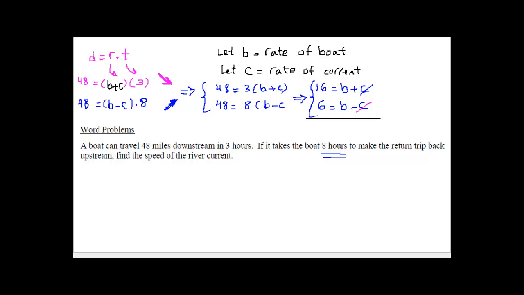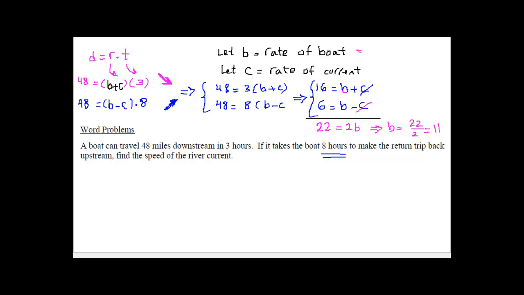So can anybody tell me what do we get here? 16 plus 6, 22. 22 is equal to what? Well, not B. We have one B here and one B here, a total of how many B's? 2B. So what is B equal to? 11. Okay, don't forget the unit. 11 what? Miles per hour.